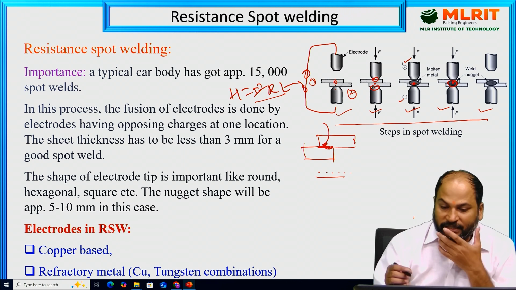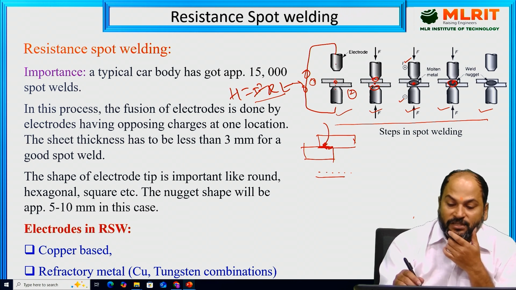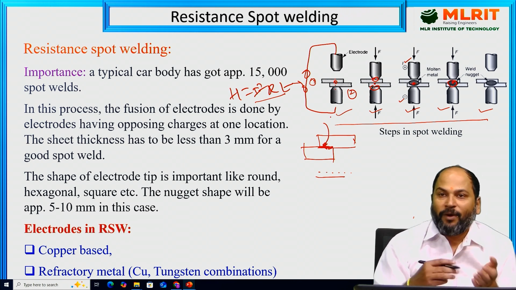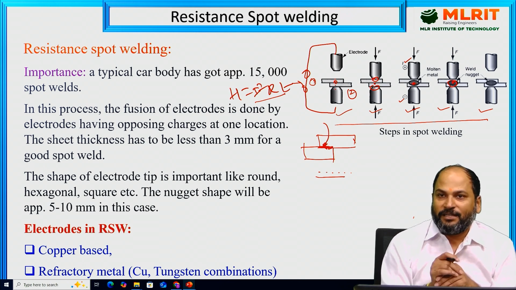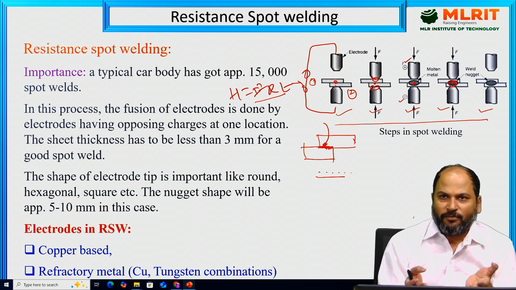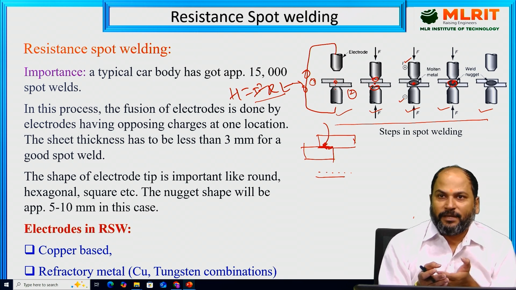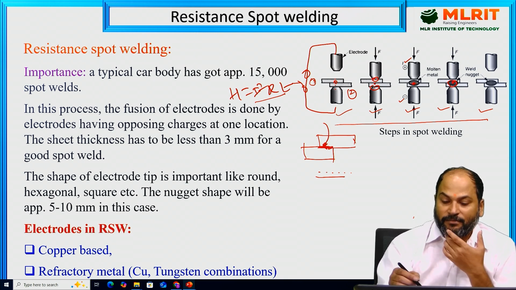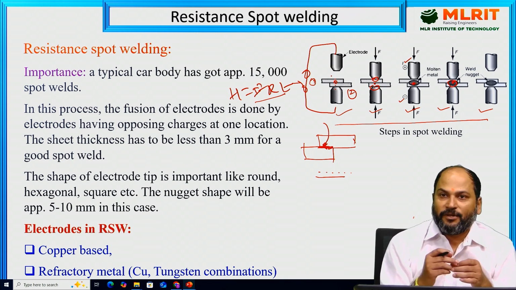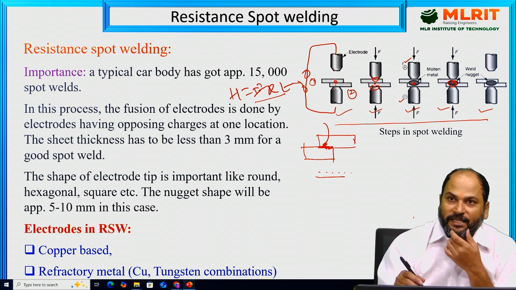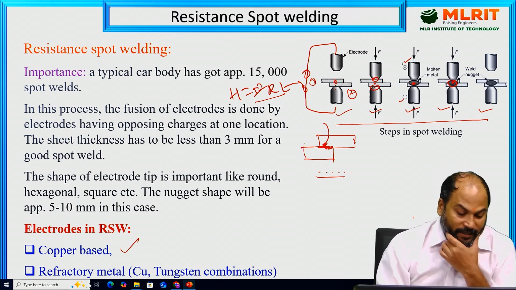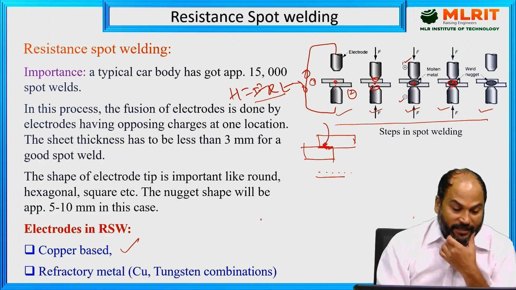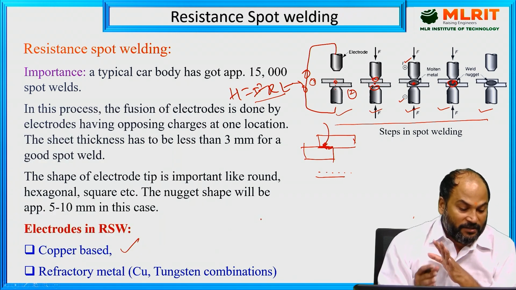Another thing is, what are these electrodes? I have already told you, generally they are made of copper. Why copper? It should also come to mind that its thermal and electrical conductivity is high. Aluminum also has a high electrical conductivity, but copper is relatively stronger compared to aluminum. That's why it is being taken. Or any refractory metal combination of this can be taken. So these are the basics of this one.